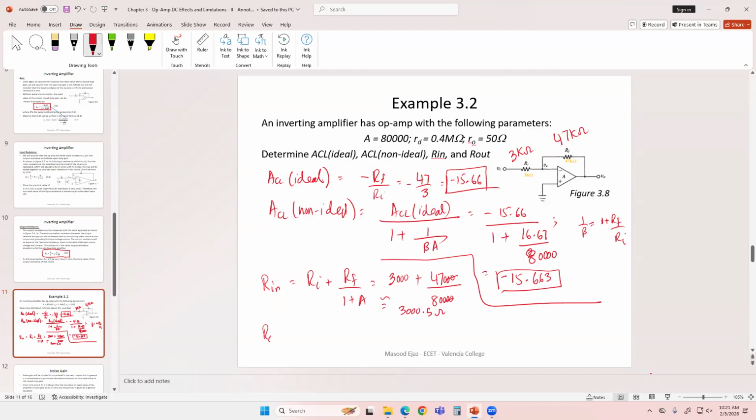And then the output resistance is the same expression, R out over 1 plus A beta. So it's not going to change. Whatever we got last time is going to be the same for this one, 0.01 ohms. So again, it is completely justified to use the ideal values. We can also use the practical values. So use the ideal or practical values instead of non-ideal values.